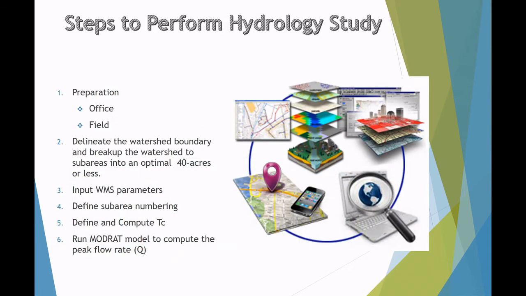Now I'm going to talk to you about the necessary steps in order to perform a hydrology study. This includes office and field preparation, delineation of the watershed boundary and breaking up the watershed into sub-basins of 40 acres or less, inputting the WMS parameters, defining the sub-area numbering, defining and computing the TC, running the model, and calculating the PQ.